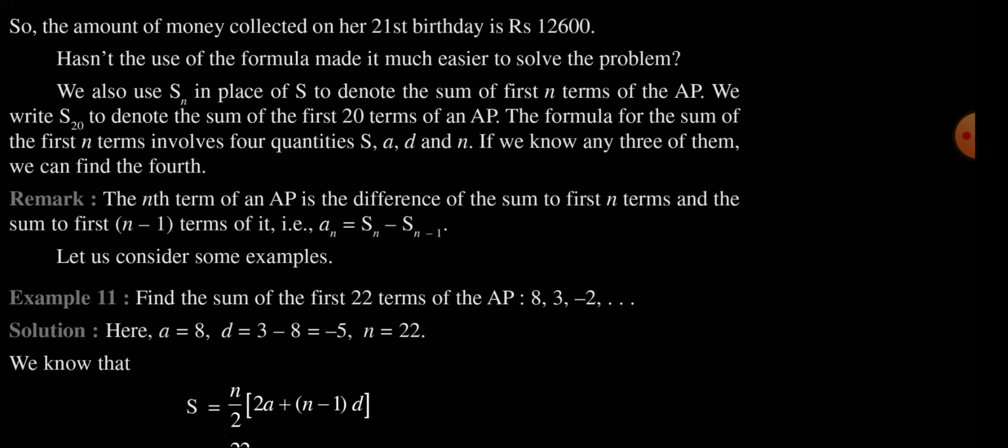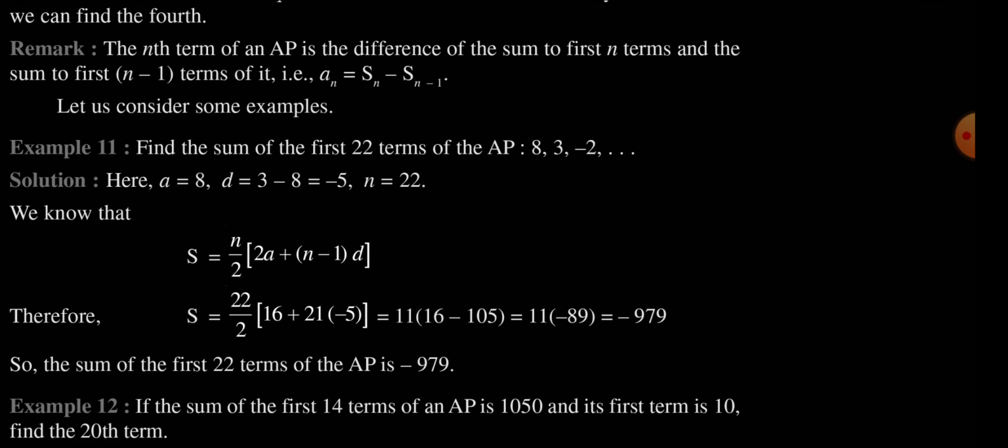We also use Sn in place of S to denote the sum of n terms of the AP. We write S20 to denote the sum of 20 terms of an AP. The formula for the sum of n terms involves four quantities: S, a, d, and n. If we know any three of them, we can find the fourth. Remark: the nth term of an AP is the difference of the sum of the first n terms and the sum of the first (n minus 1) terms of it. In other words, an is equal to Sn minus S(n minus 1).